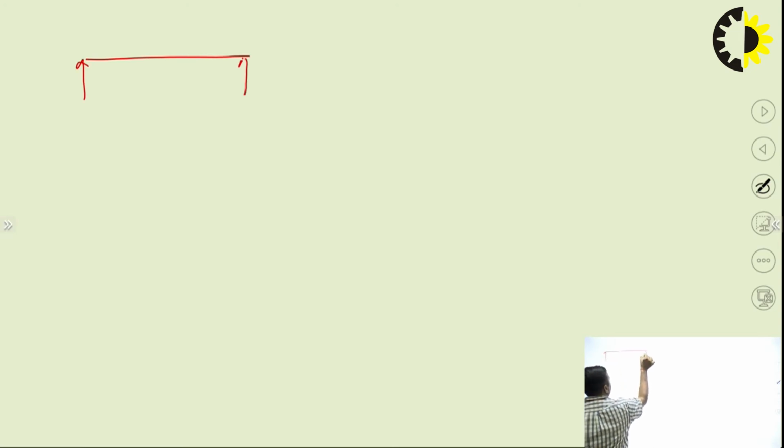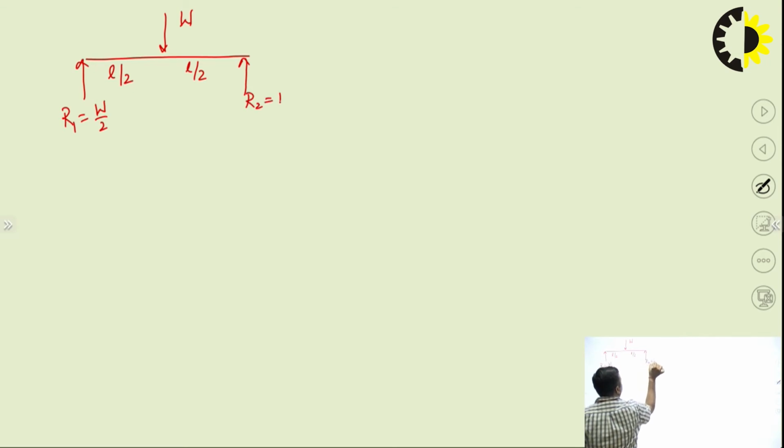That's the point, because on different loading, the diagram will be different. So if I am considering the first case, that is the point load W. This length is L by 2, this length is L by 2. Here the reactions I am getting are R1 equal to W by 2 and R2 equal to W by 2. I have to find out the shear force and bending moment equation. So how to go for that? I am taking a section at distance x.